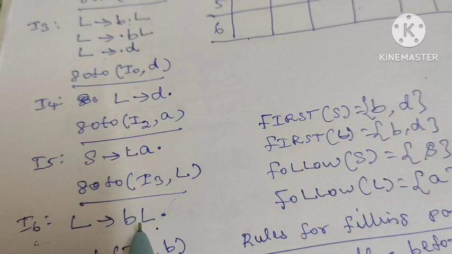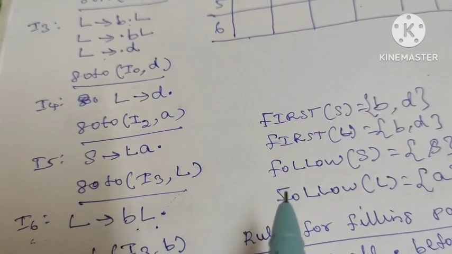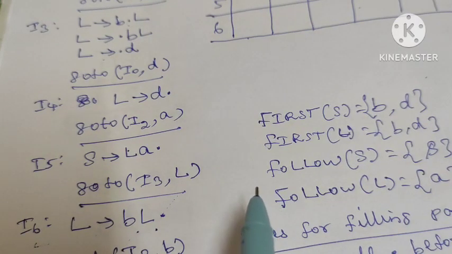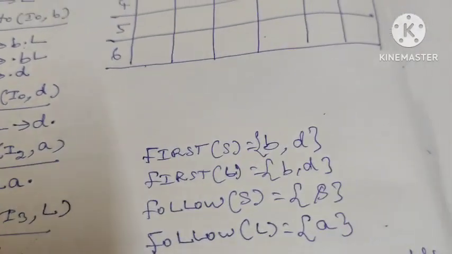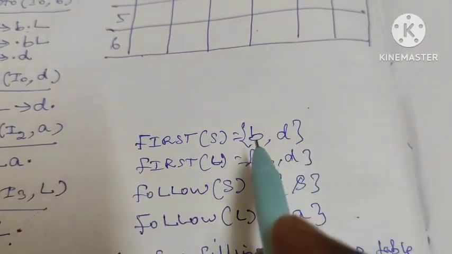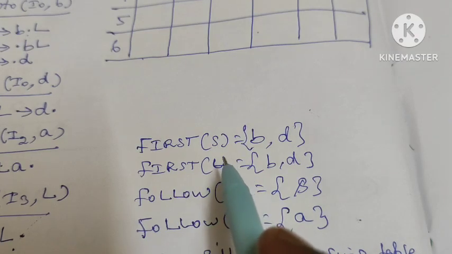So that's all. We have item set 0 to item set 6. So that's what has been done. Okay. So we have the canonical item sets from item set 0 to item set 6. Now during the intervening time, we will try to find the first and follow for S and L, because we have two non-terminals, S and L.